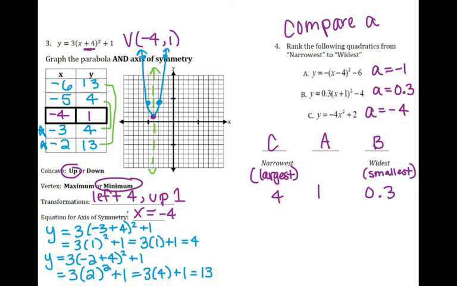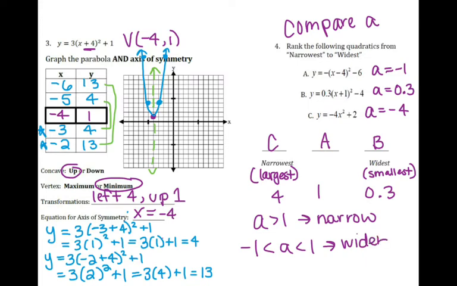So essentially, if your A is bigger than 1, that is going to create a graph that's more narrow. If your A is between negative 1 and 1, that is going to make it wider.